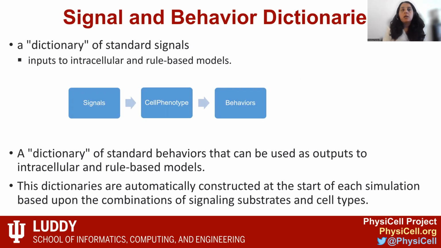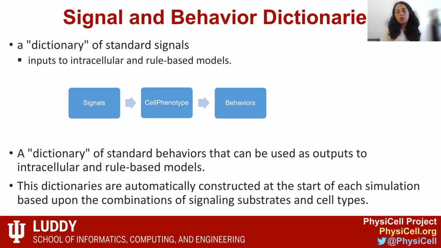Okay. So we did the microenvironment, we did the cells, and the other thing is signals and behavior dictionaries that we discussed a lot in the lectures today. But now I would explain how these dictionaries and signals can be accessed using C++.